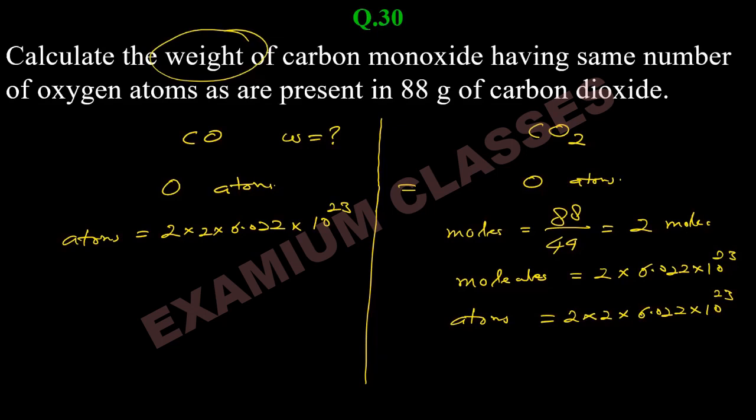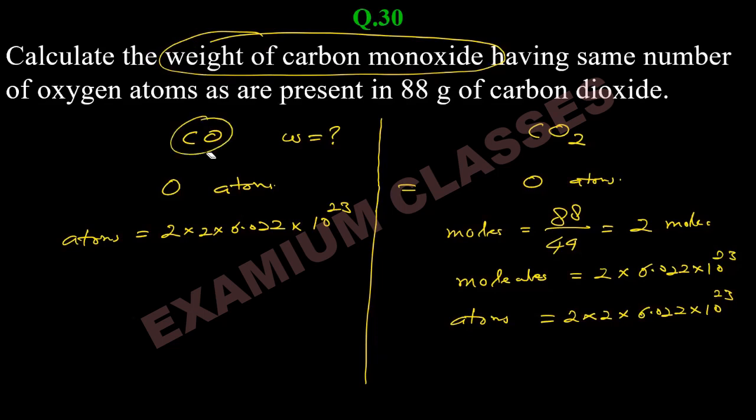Of this, you have to calculate the number of molecules of carbon monoxide, because you have been asked the weight of carbon monoxide, not of atoms. So how many molecules will have these many atoms? Here the ratio is 1:1. Sir, one molecule, 4 moles.